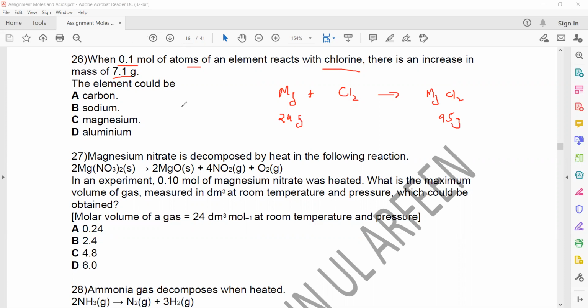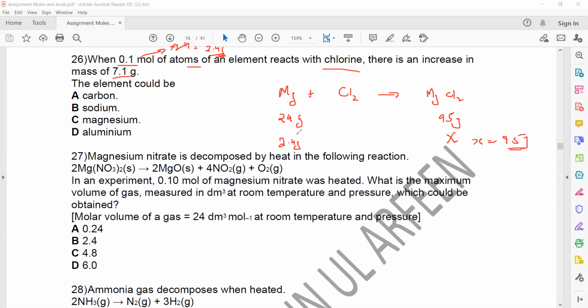If we have 0.1 mole of magnesium, and we multiply by its molar mass, we'll have 2.4 grams of magnesium. So if we have 2.4 grams of magnesium, how much magnesium chloride will be there? X. So this X will come out as 9.5 grams.